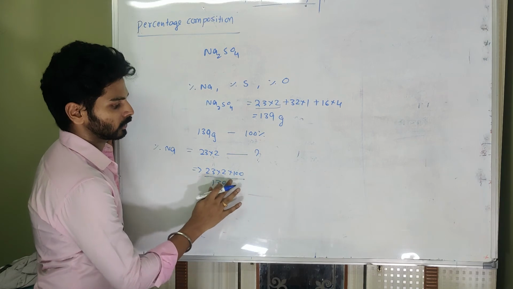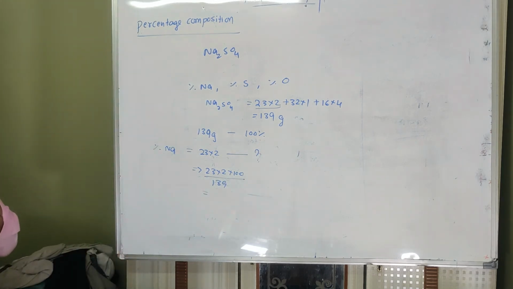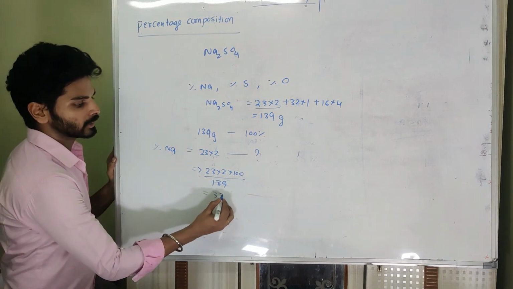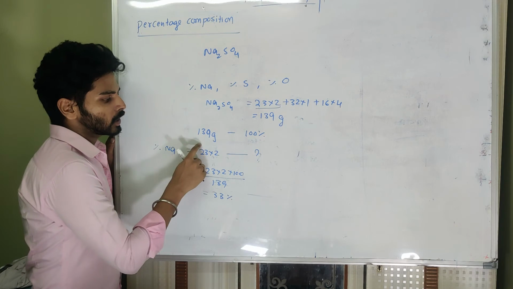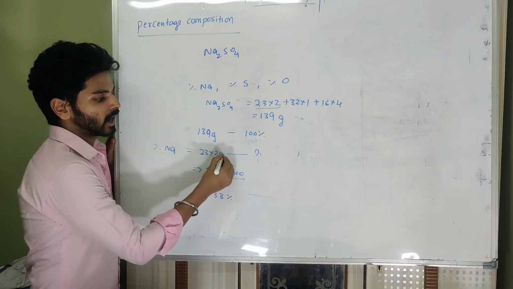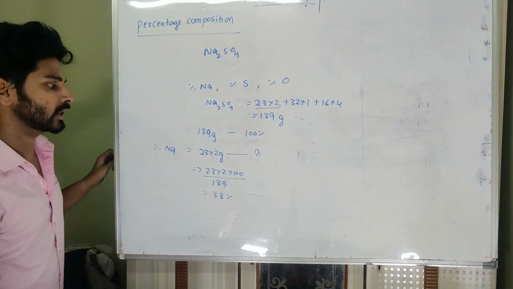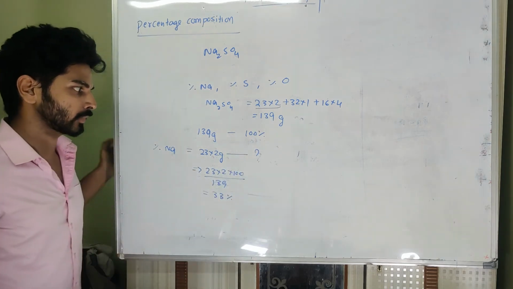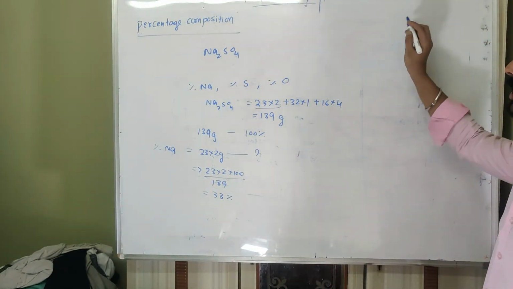This is how we can calculate the percentage composition of sodium, which comes out to be 33%. So here, out of the total mass, we have to get sodium's contribution in terms of grams. That is 23 into 2 coming from sodium, so that is how much percentage. Similarly we can also go for oxygen or sulfur.